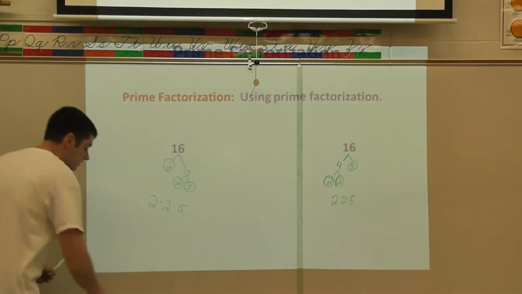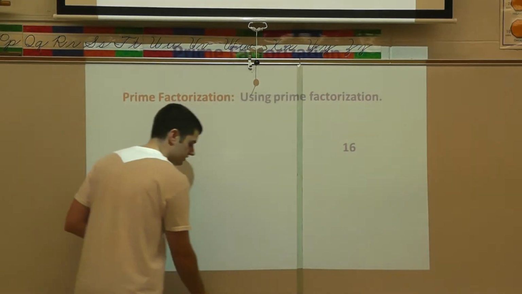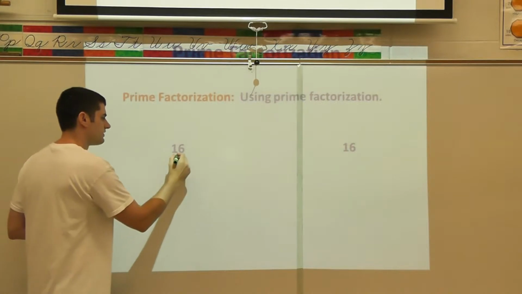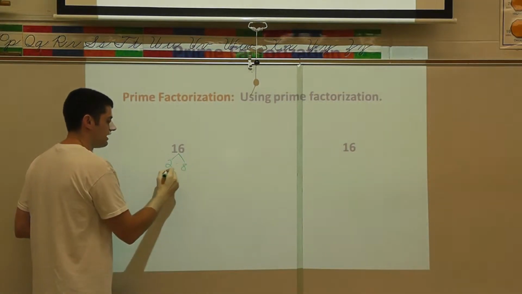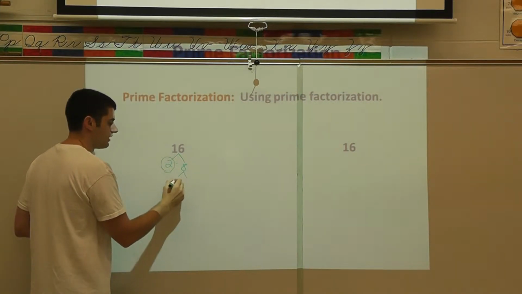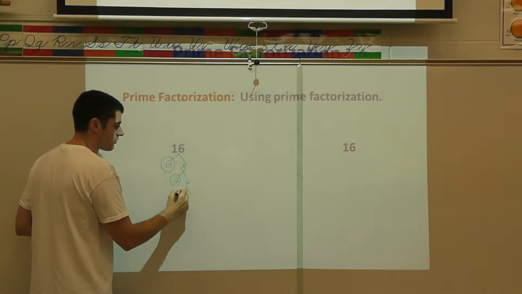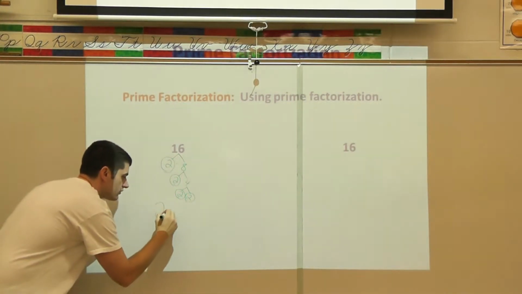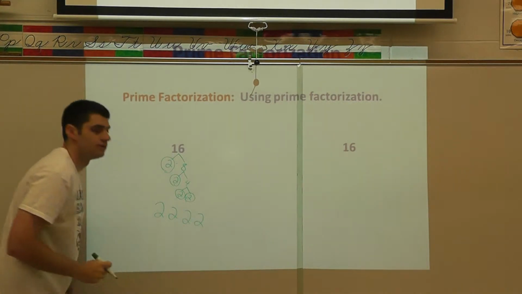If my number was 16, again, we're going to follow our 2 steps. The first step is to find the prime factorization. So for 16, let's start with 2 times 8. I know that 2 is a prime number. I can break 8 into 2 times 4. 2 is a prime number. I can break 4 into 2 times 2. I have no more factors to factor out. So the prime factorization of this one is 2 times 2 times 2 times 2.